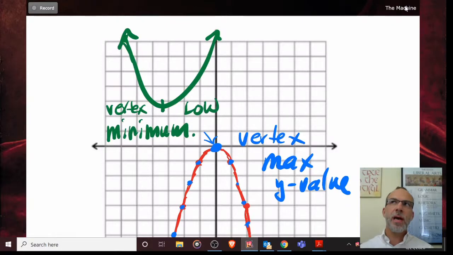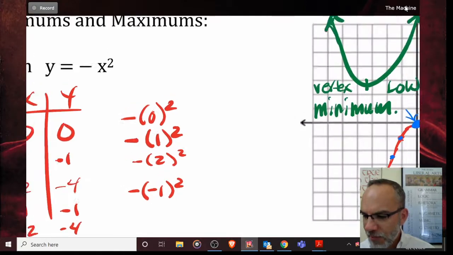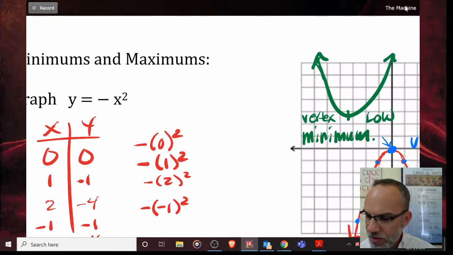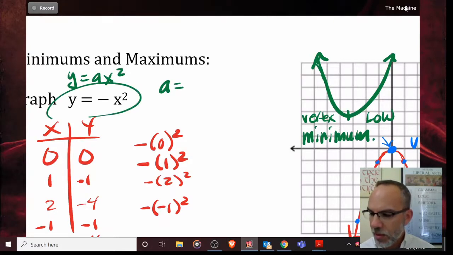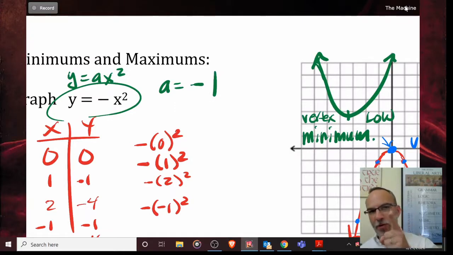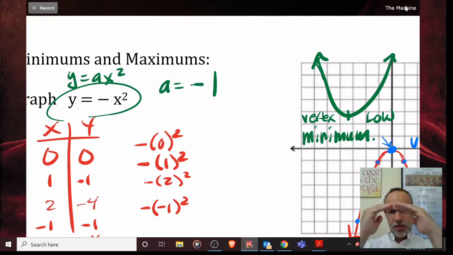How can you look at an equation for a parabola and determine which direction it opens? It's got to do with the leading coefficient, the a value. This right here is y equals ax squared. What is a equal to in this situation? Negative 1. There you go. That's the thing, the sign. When a is positive, it opens up, and when a is negative, it opens down. Crucial point.